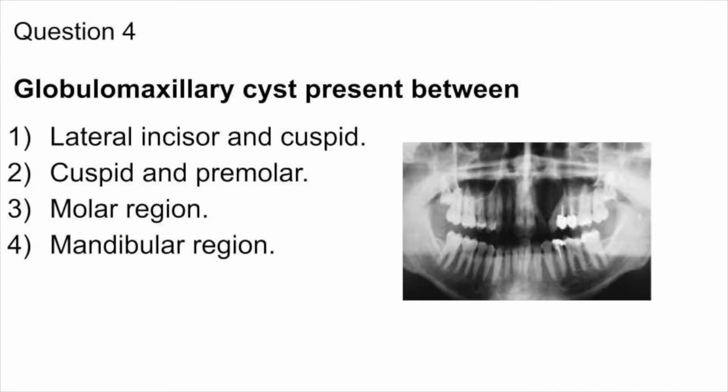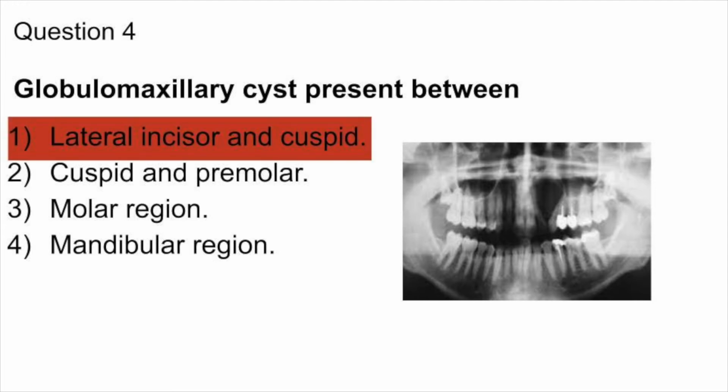Question 4. Globulomaxillary cyst is present between the lateral incisor and the cuspid, or in the premolar, molar region, or mandibular region? The answer is lateral incisor and the cuspid region. It is found in the bone at the junction of the globular portion of the median nasal process and the maxillary process. Radiographically, it presents as an inverted pear-shaped radiolucent area between the roots of the lateral and the canine.